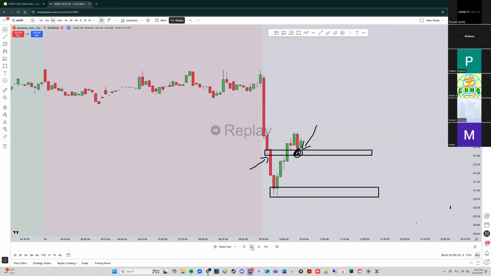Okay, boom. Notice how I just turned that level into kind of like a support level. Now, once again, I'm still not very confident because this could just be a retest. But we're gonna keep going here.